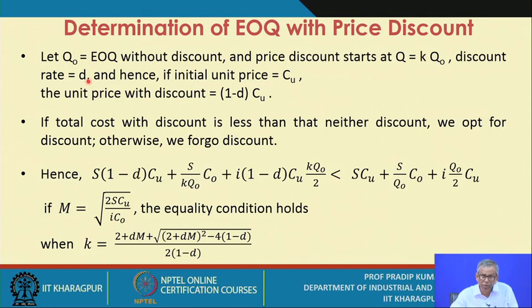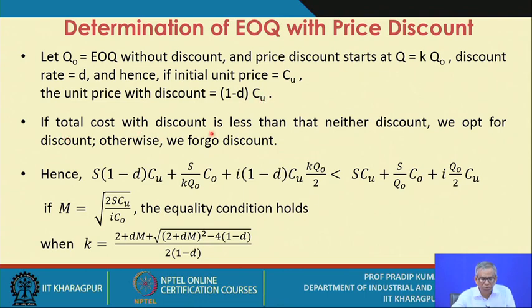Discount rate is D, and hence if the initial unit price is CU, the unit price with discount will be (1 minus D) into CU. Suppose the discount rate is 10% and the original unit price is 100 rupees. That means the unit price with discount will be 0.9 into 100, that means 90 rupees. Is it okay? So (1 minus D) into CU. This is the general notation we have used.